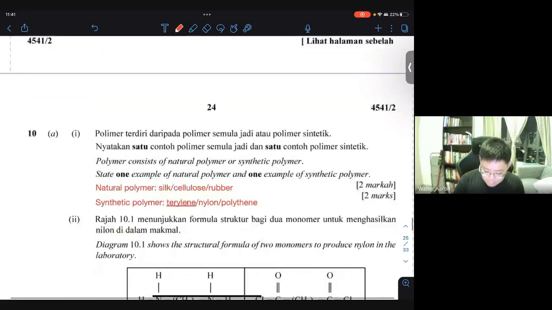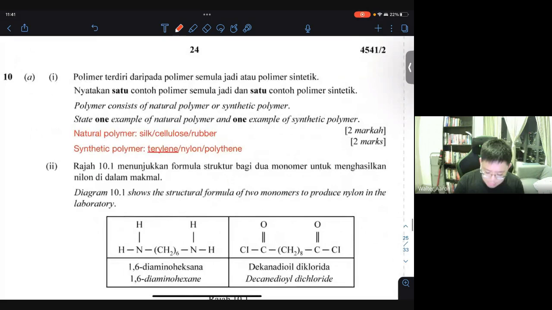All right, so next question, number 10. Number 10 says that polymer consists of natural polymer and synthetic polymer. They ask you to give one example of each. Very simple, it can be anything. Natural polymer can be, for example, silk, cellulose, rubber. You can put cotton also, things like that. And for synthetic polymer, just choose any synthetic polymer. It can be fabric, it can be plastic bottles, anything you want.